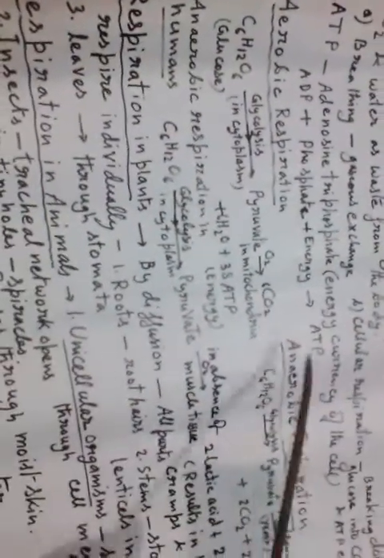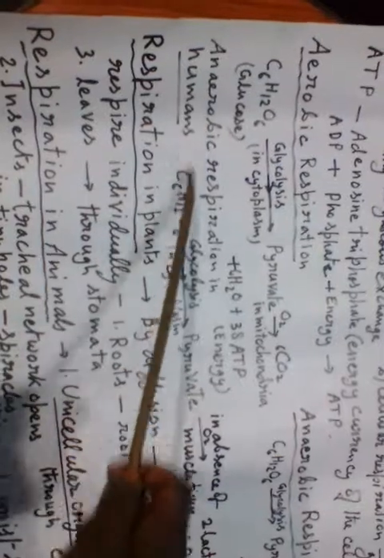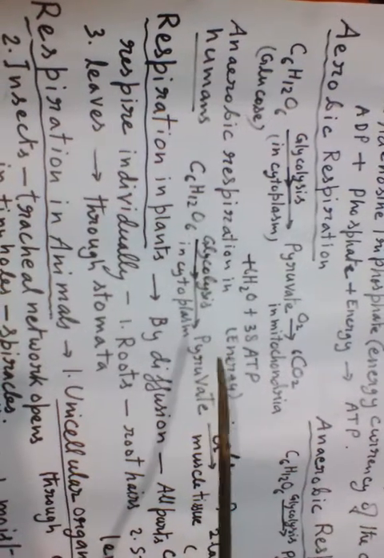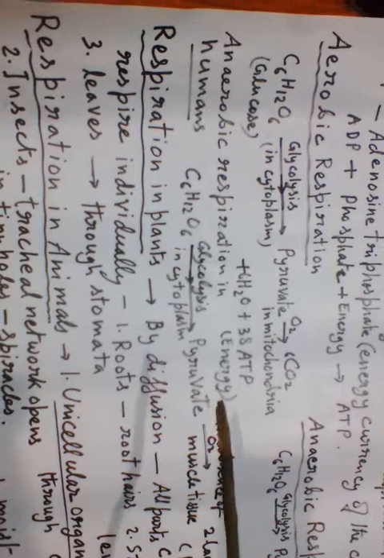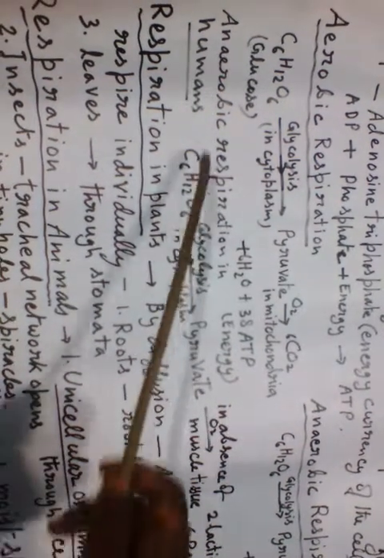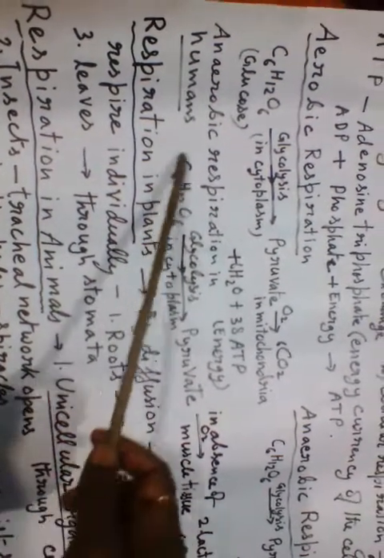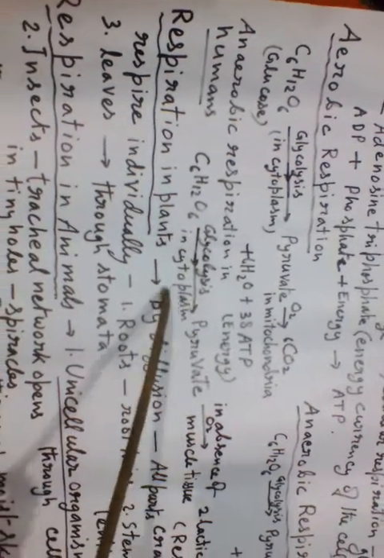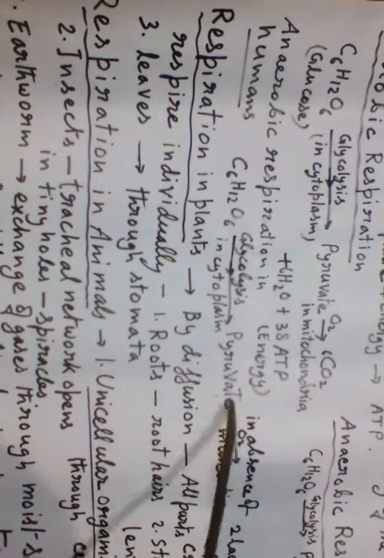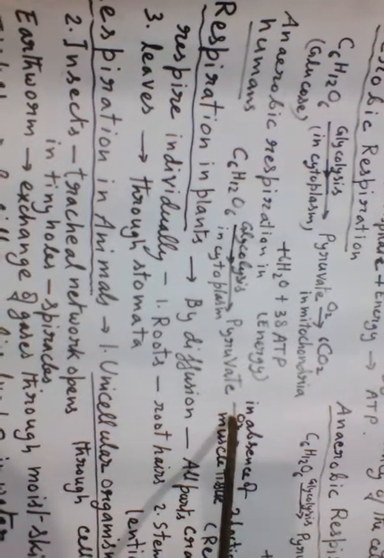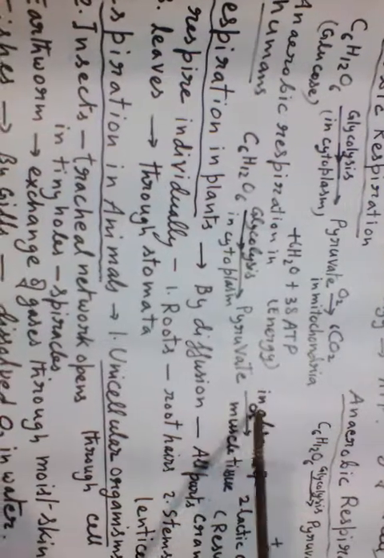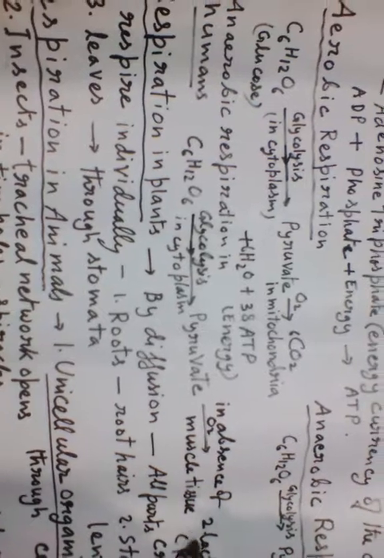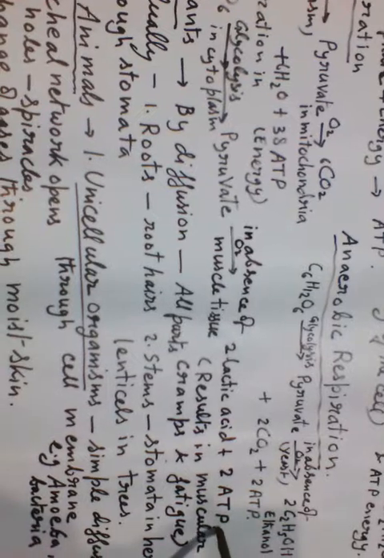Whereas in humans, sometimes when we do very vigorous exercise or some hectic work, after that we get tired, and if you do a little more work, the glucose is again broken down in the cytoplasm and changes into pyruvate. But due to lack of oxygen, our muscle tissues break this pyruvate into lactic acid, and only 2 ATP molecules of energy are produced.